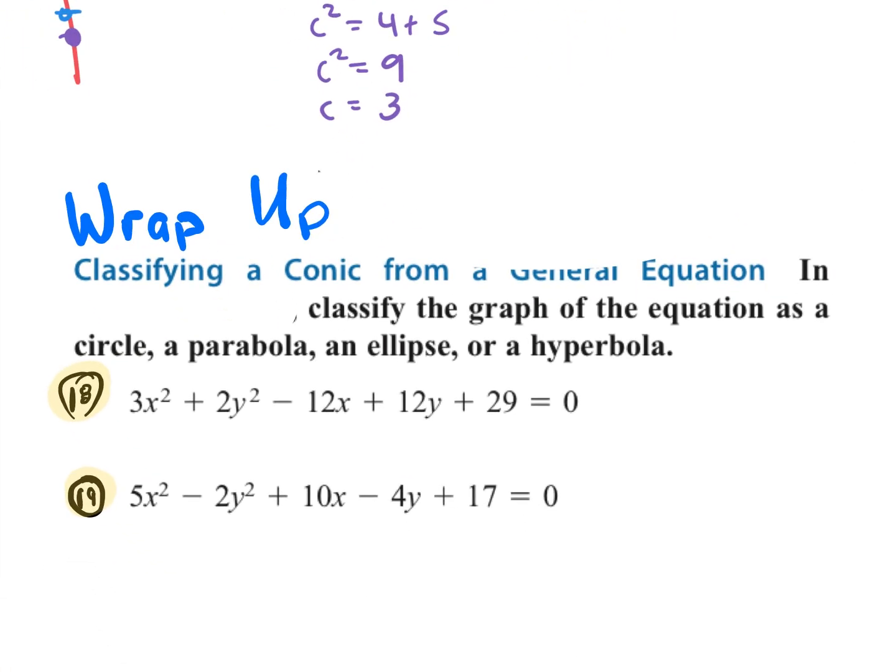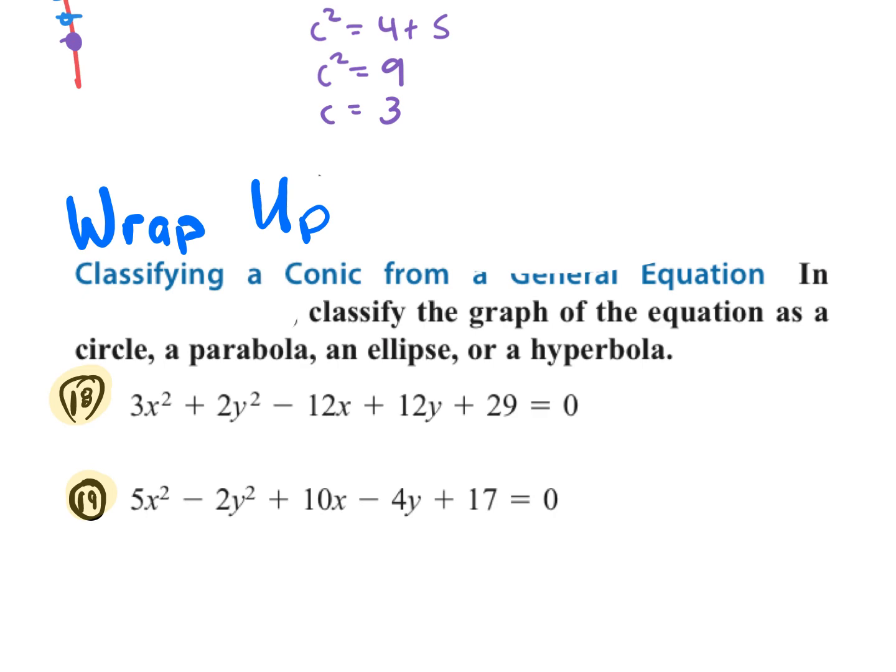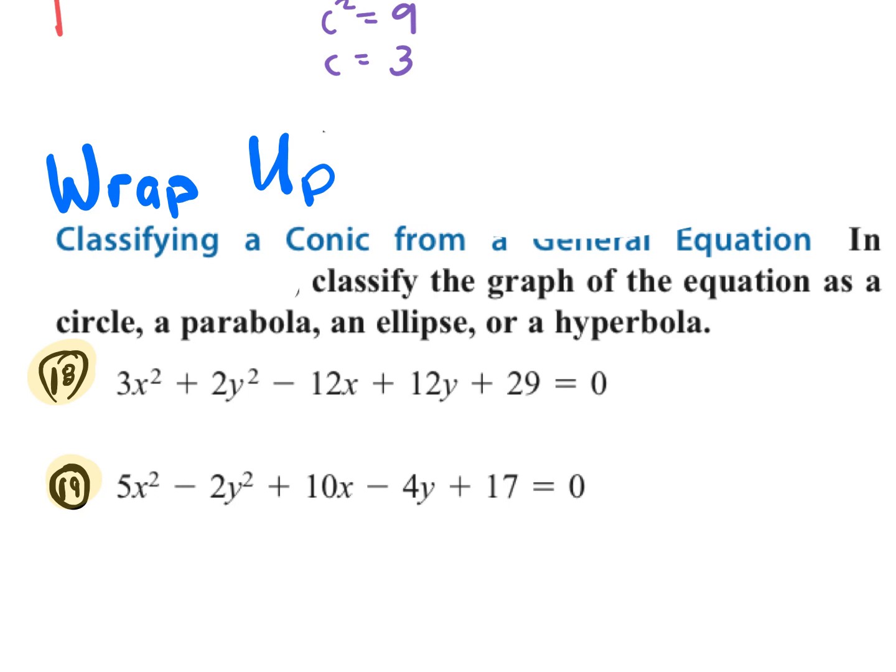All right, let's look at 18 and 19. So here we have to classify the graph of the equation as a circle, parabola, ellipse, or hyperbola. So how can I tell? What do I have to look at? I look at the a and c. So what's my a here? 3. So a is the coefficient in front of the x squared. What's c? 2, the coefficient in front of the y squared. What do I do with those? Multiply them or see if they're equal. So I multiply them and I get 6. 6 is greater than 0, so what does that mean? It's an ellipse.